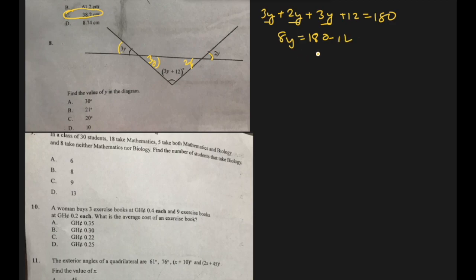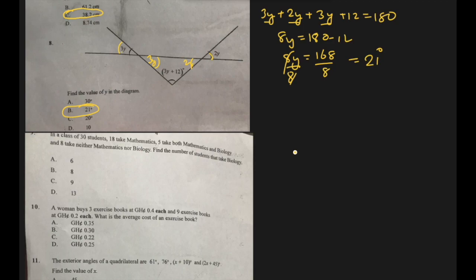This is our drawing. Find the value of y in the diagram. This is y. So if this is 3y, this will also be 3y. Correct? If this is 2y, also 2y because of vertically opposite angles. These are always equal. And now they become interior angles of a triangle, and their sum should be 180 degrees. And now we'll find it. 3 plus 3 is 6 plus 2, 8y equal to 180 minus 12, which is 168. So y is 21 degrees.